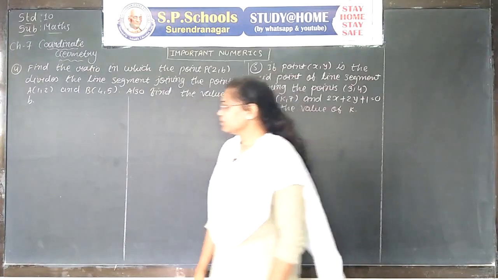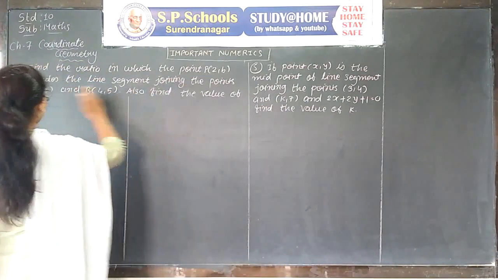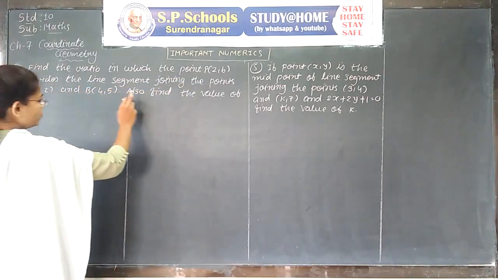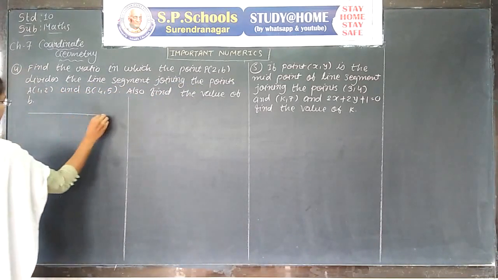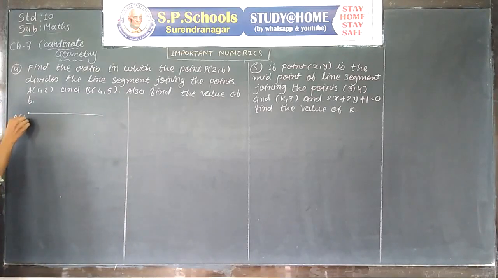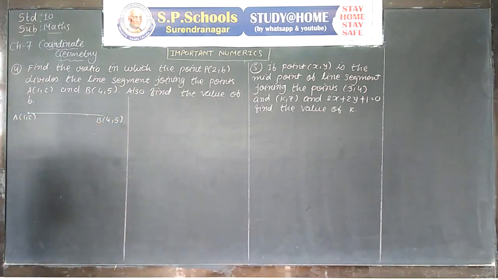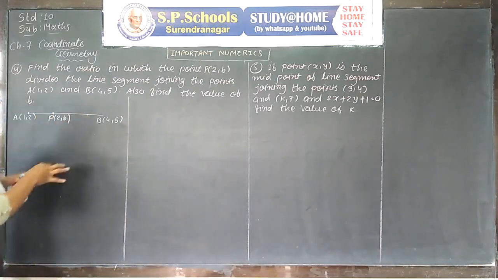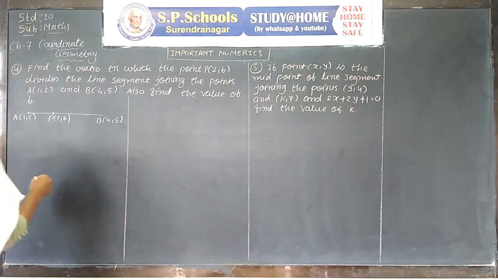See the next one, fourth question. Find the ratio in which the point P(2, k) divides the line segment joining the points A(1, 2) and B(4, 5). Also find the value of k. Here a line segment AB is given, where A is (1, 2) and B is (4, 5). Find the ratio in which the point P(2, k) divides it. Suppose P(2, k) lies on the line segment AB because it is a point of division.